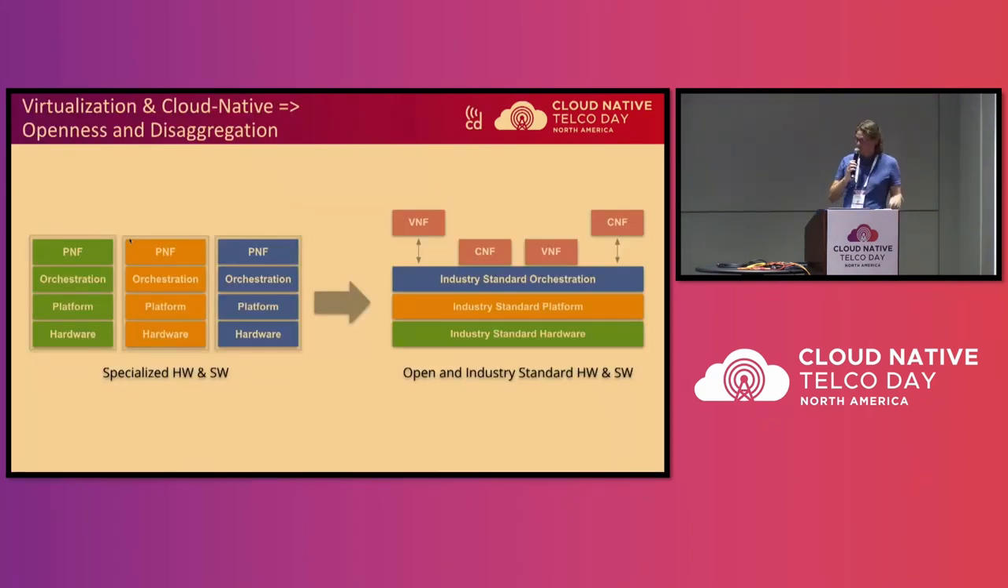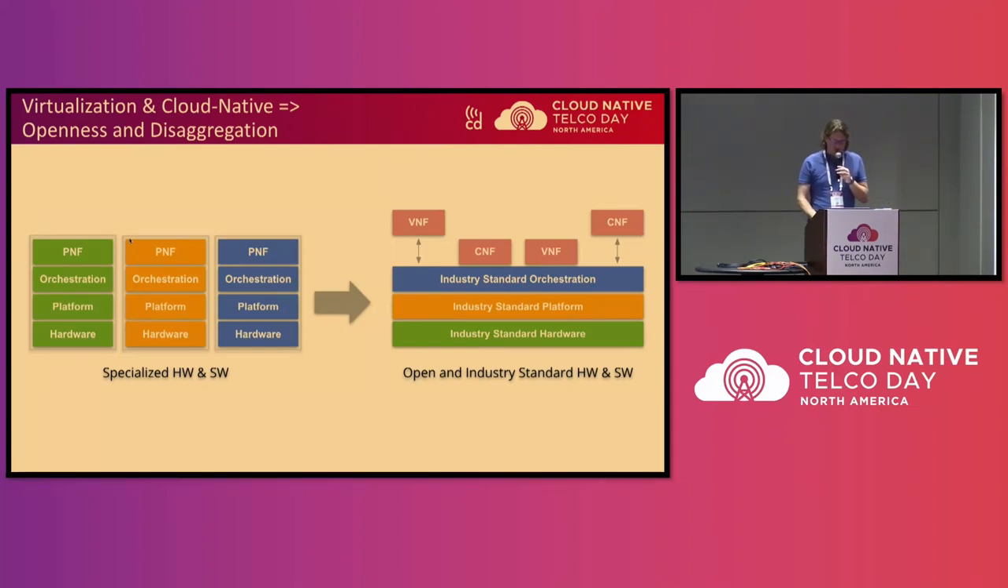Right, so probably you have seen something like this diagram before. On the left-hand side, we have the silos that we used to have in the past, with vendors providing specialized hardware and software and basically network capabilities as vertical silos. From that, we move to what we have on the right-hand side, where we have the ability to use industry standard hardware, industry standard platform and orchestration. And on top of those, we run virtual network functions and now containerized network functions, or CNF.